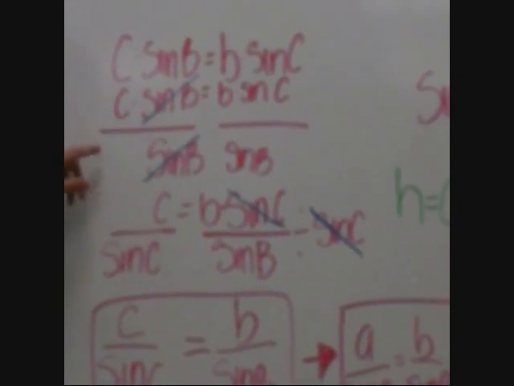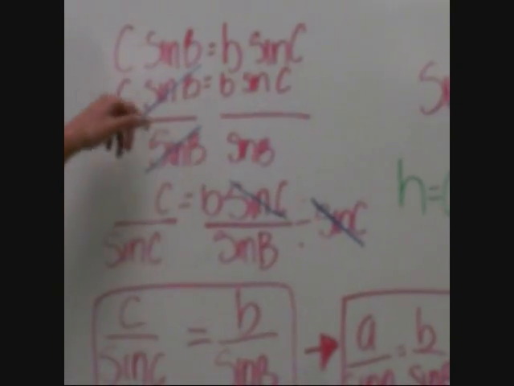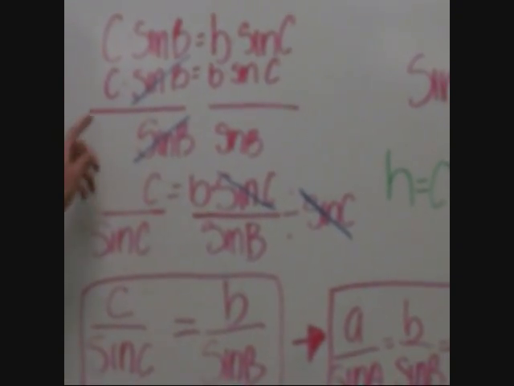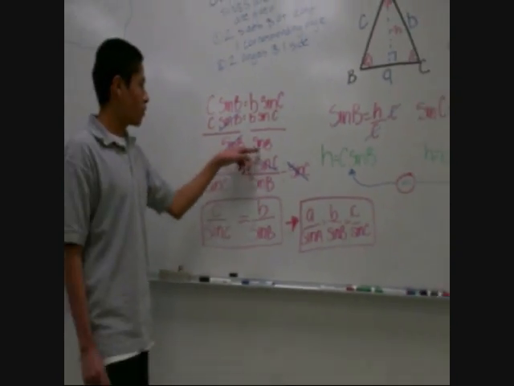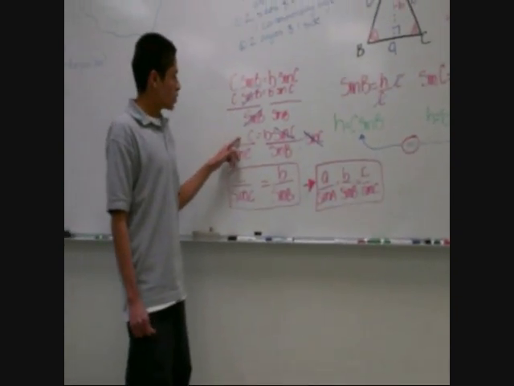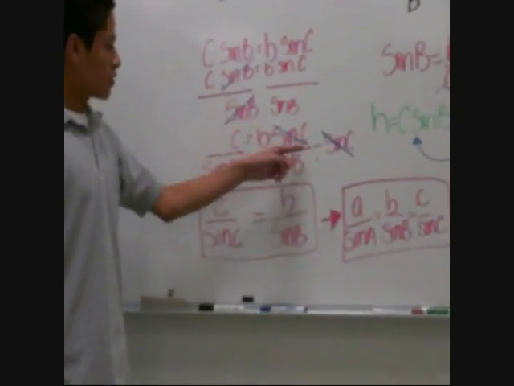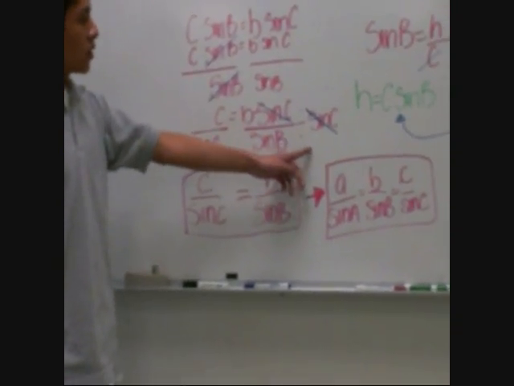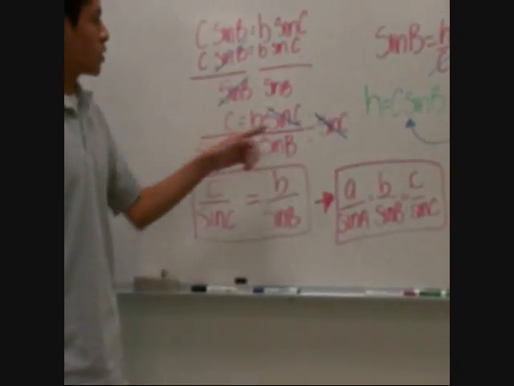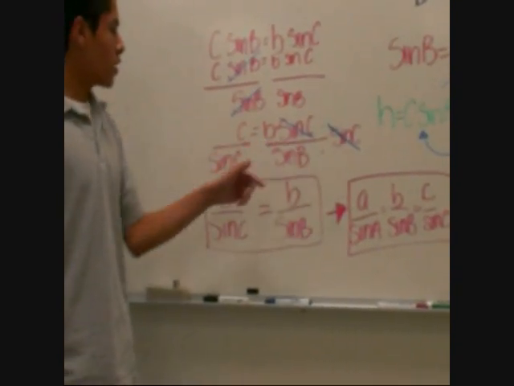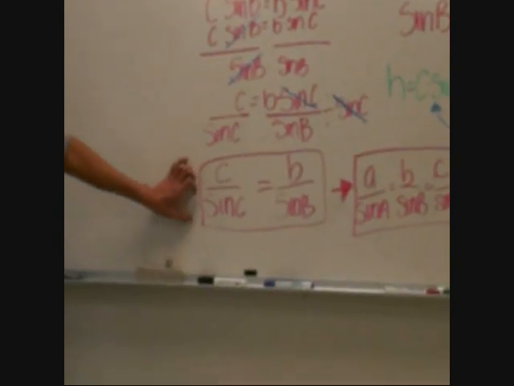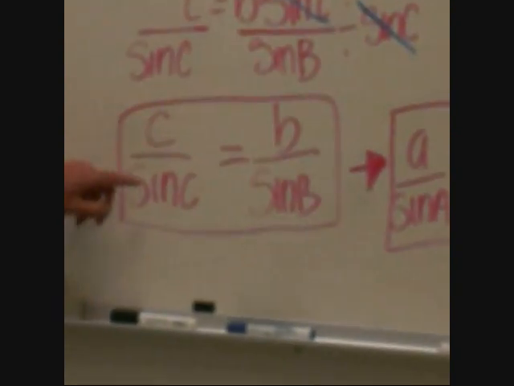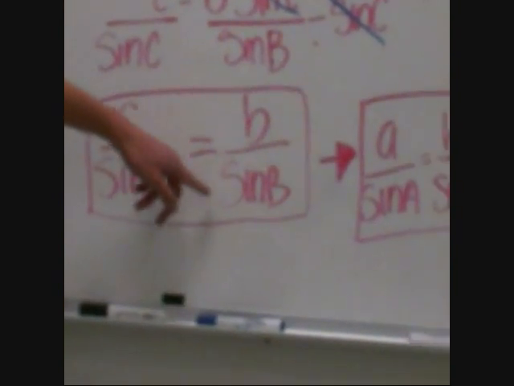You want to get the C by itself, so you divide by sine of B on both sides. You cancel them out, so C equals B times sine of C over sine of B. You want to divide it because you want to put it on this side. So you divide by sine of C on both sides, you cancel them out, and then your final product is C over sine of C equals B over sine of B.